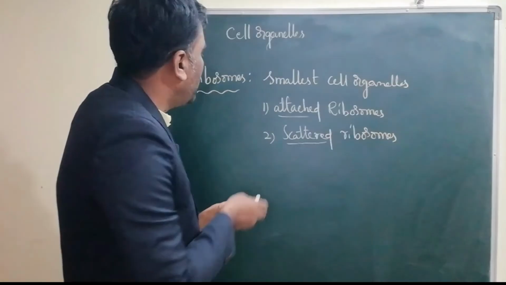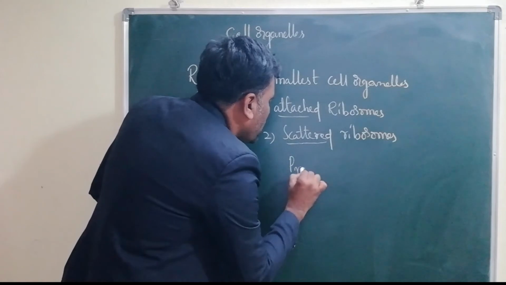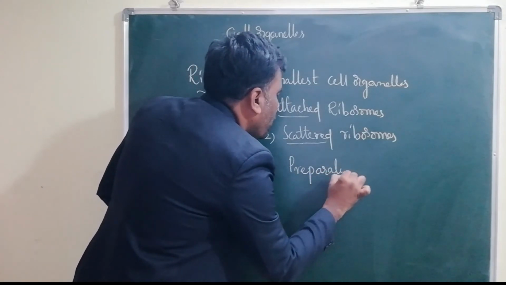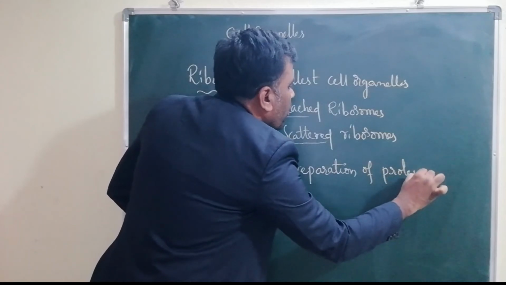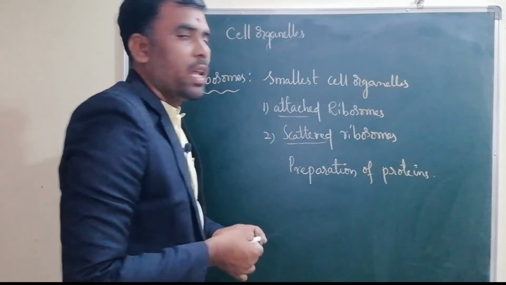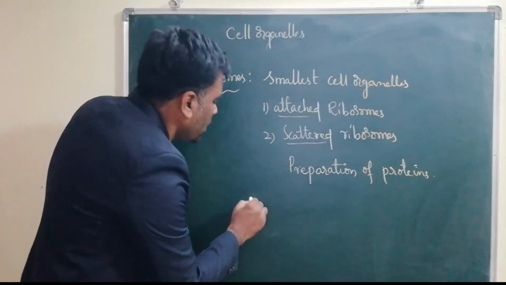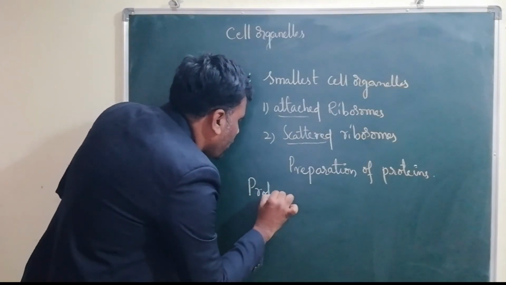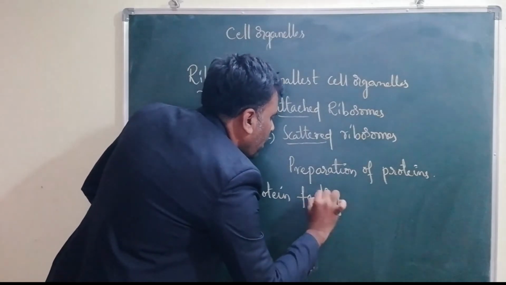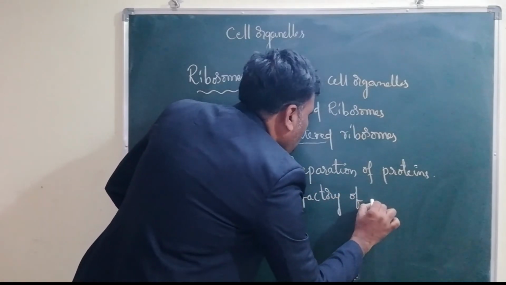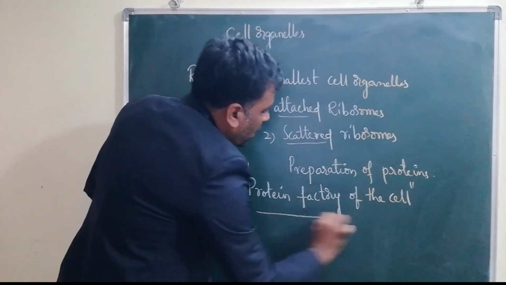But the ultimate function of the ribosomes is the preparation of proteins. Whatever proteins are prepared by the ribosomes are distributed to different parts of the cell. So ribosomes are known as the protein factory of the cell. Which cell organelle is known as the protein factory of the cell? That is nothing but ribosome.